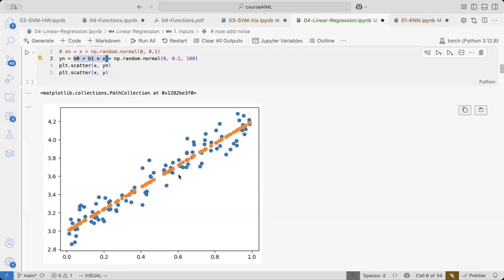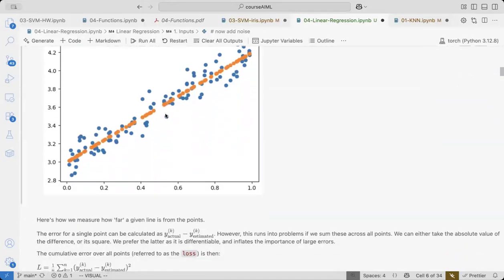Are you guys comfortable with a Gaussian distribution? Like when I say random dot normal, do you understand what that means? Nope. Okay, we'll cover that when we get to it.